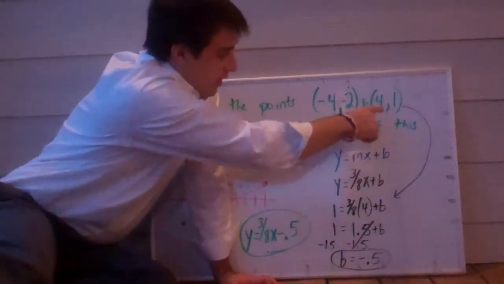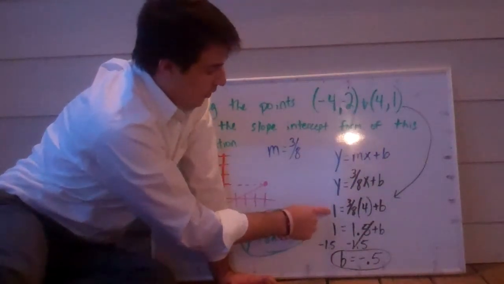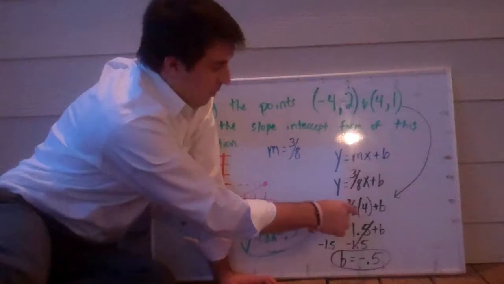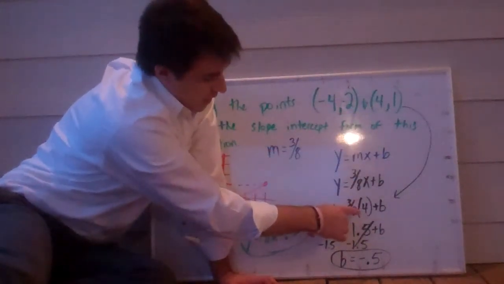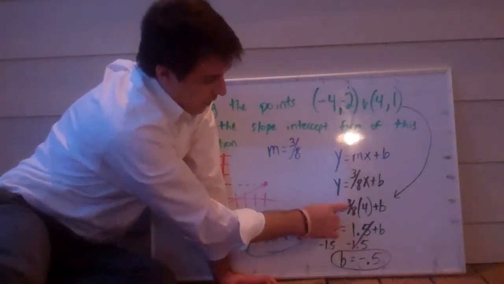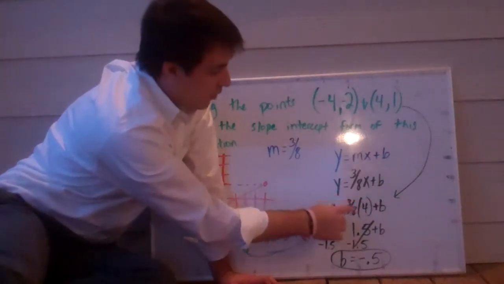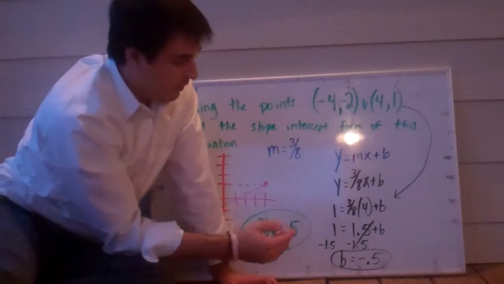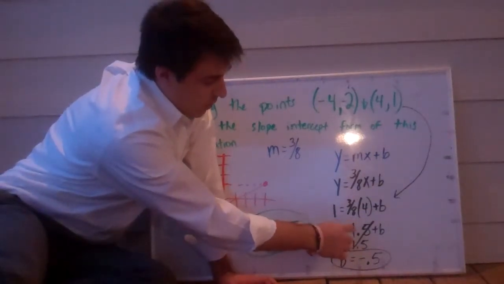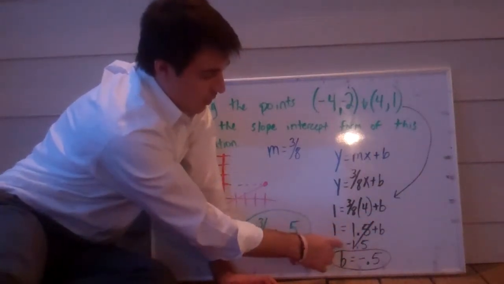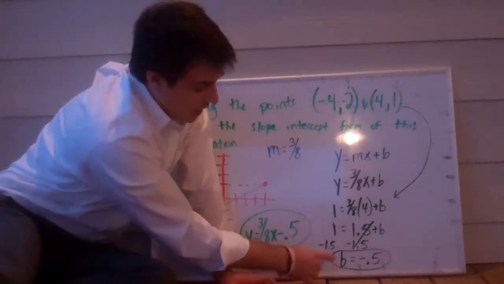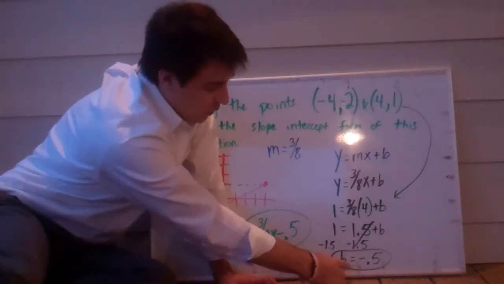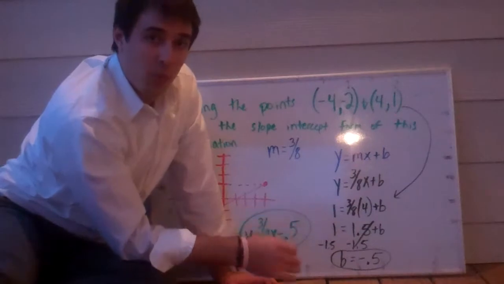So then I plug in the y right here. So 1 equals 3/8, parentheses, I plugged in the 4, plus b. So we know that if we multiply the numerators, 3 times 4 will be 12 over 8, which will end up being 1.5. So 1 equals 1.5 plus b. We subtract 1.5, subtract 1.5. And b is equal to -0.5.